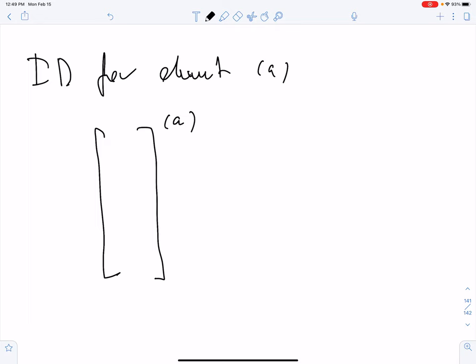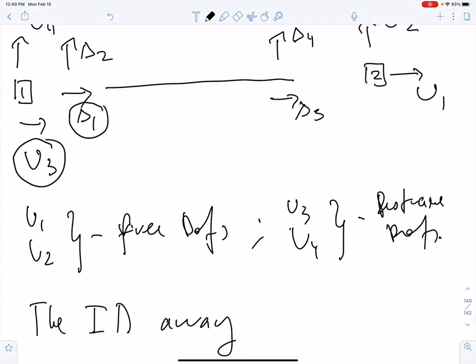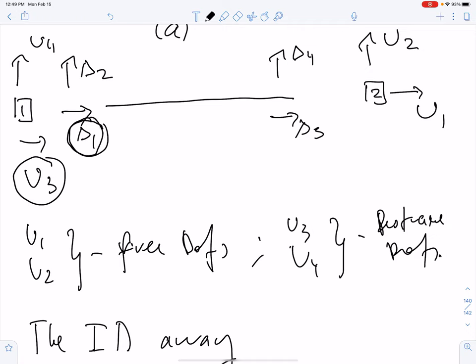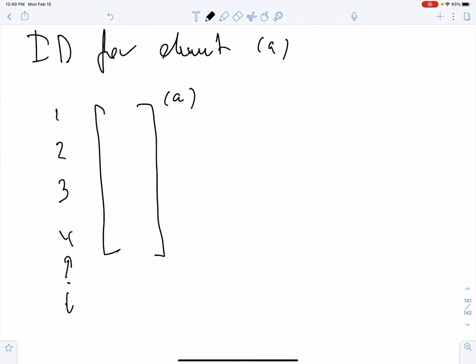Denote by the fact that this is element A. ID will change, of course, from element to element. It'll have 4 entries, right? Because I goes from 1 to 4. So 1, 2, 3, 4, right? This is our index I. Okay, and let's go to I equals 1. I equals 1 corresponds to delta 1, and delta 1 corresponds to global U3. So in location 1, we put a 3.